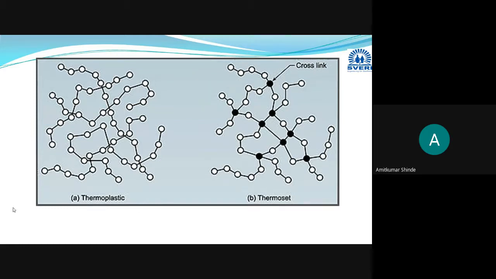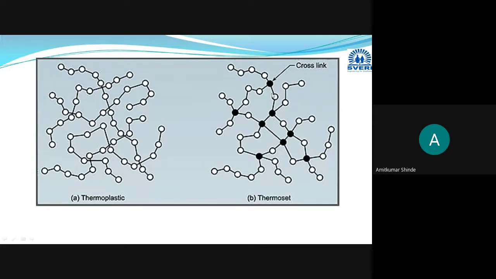Just try to understand here, in the thermoplastic material, cross-linking is not present like this. This is the cross-linking, the spot. Here the dark spot indicates the cross-linking. This cross-linking is present in the thermosets. Due to the presence of this cross-linking, they are hard and strong in nature, meaning their strength will be more.